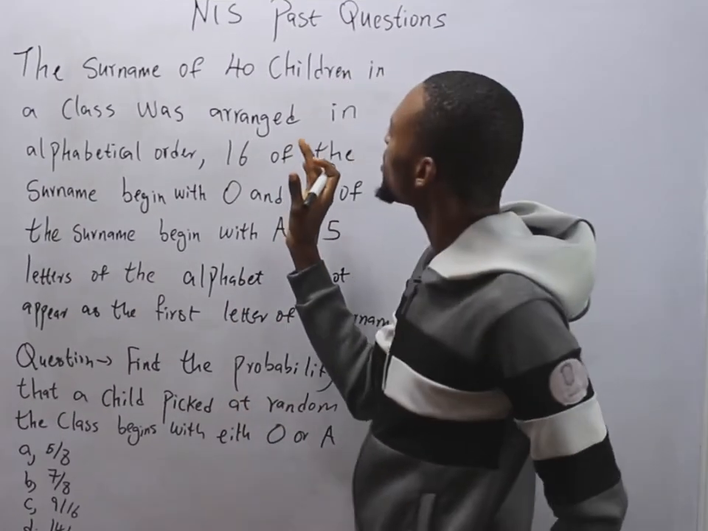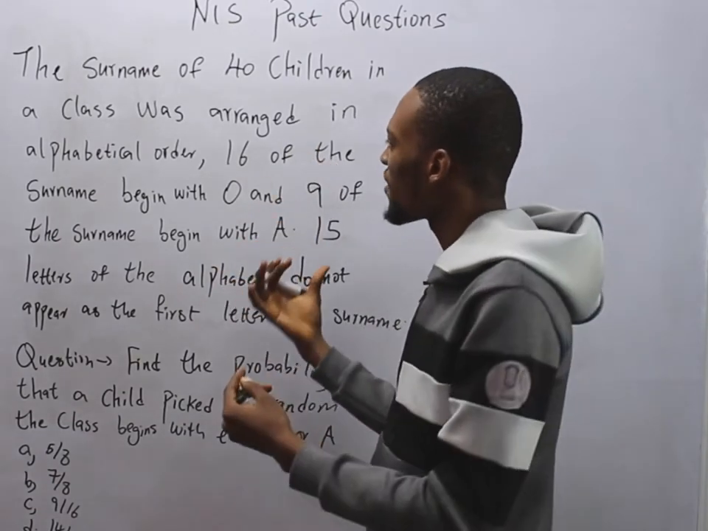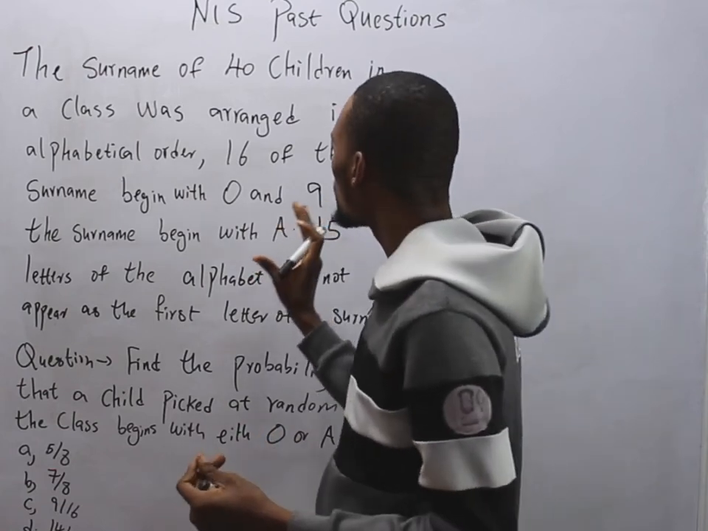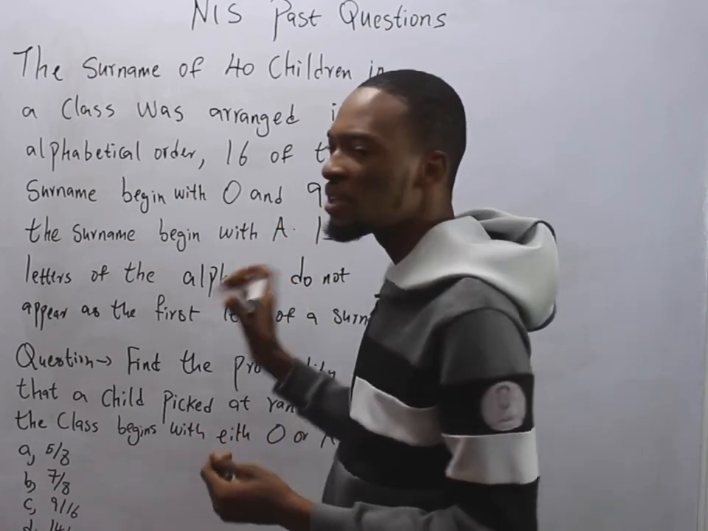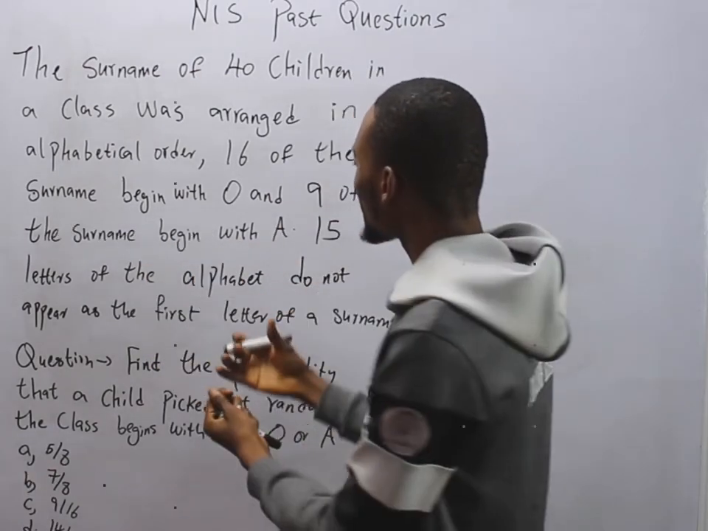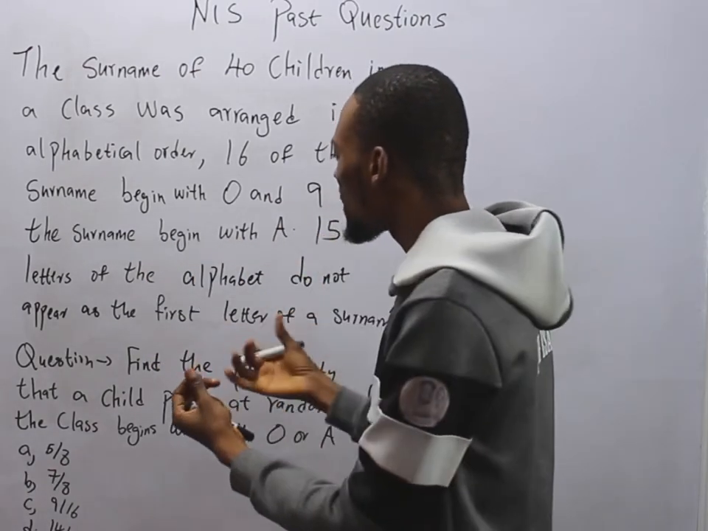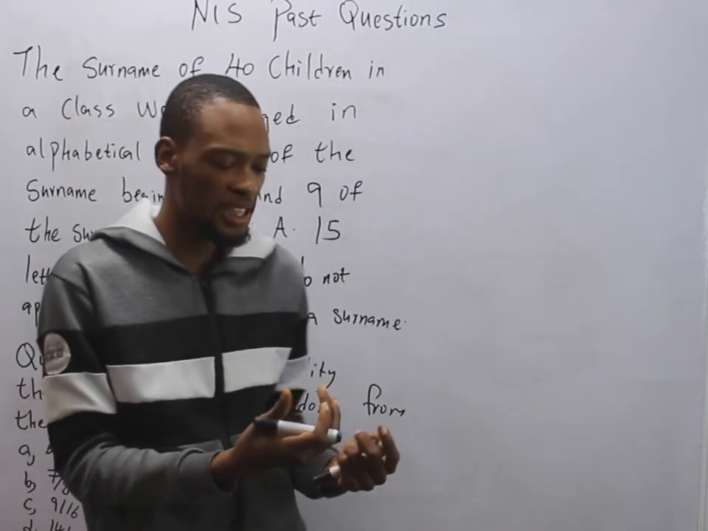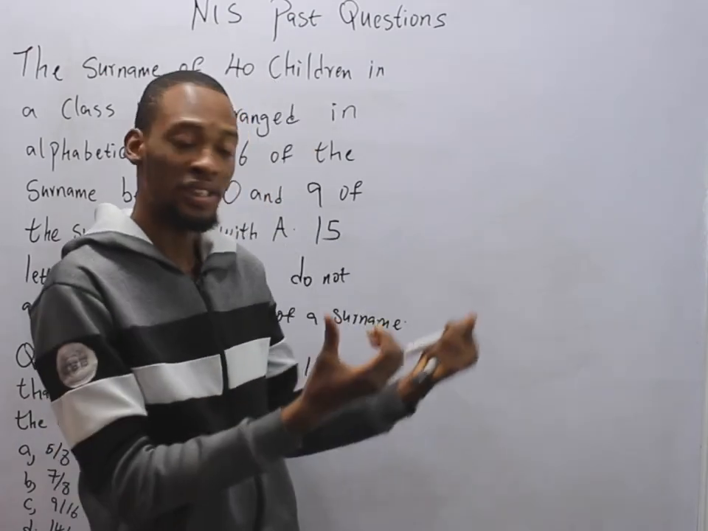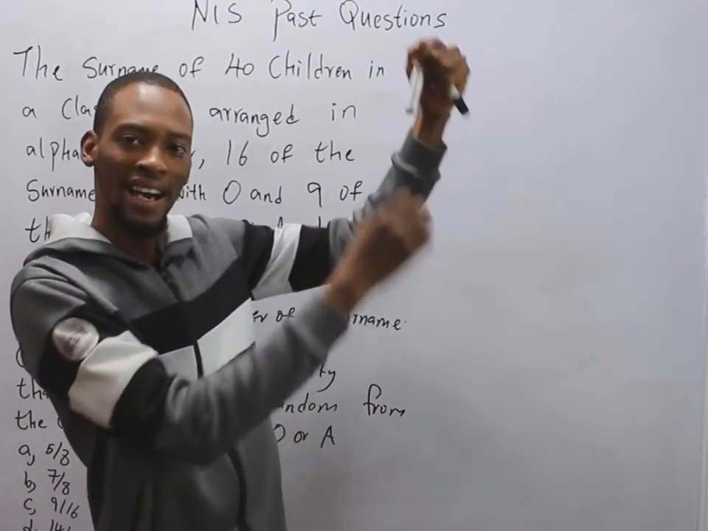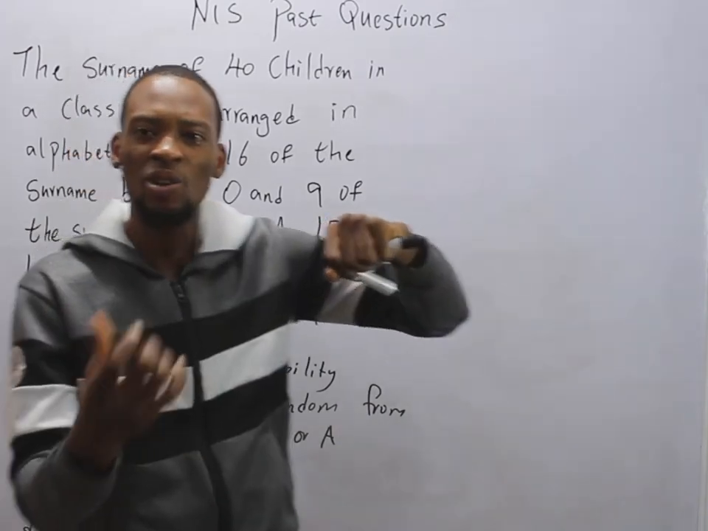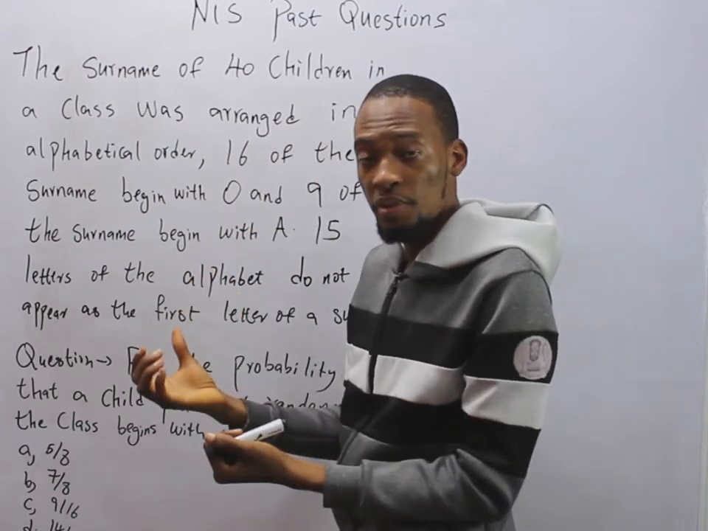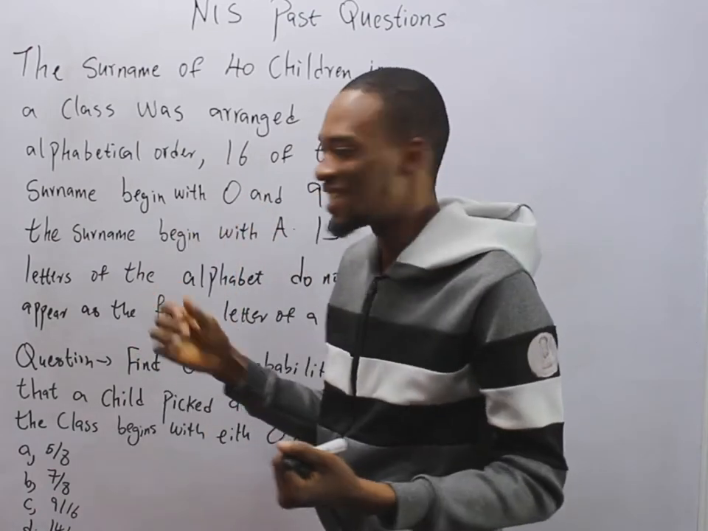The surnames of 40 children in the class were arranged in alphabetical order. 16 of the surnames begin with O and 9 of the surnames begin with A. 15 letters of the alphabet do not appear as the first letter of a surname. This question is telling us that in a class, this could be a register, the names of children were arranged in alphabetical order and the record kept was for 40 children. Pupils precisely, because they are not up to students.